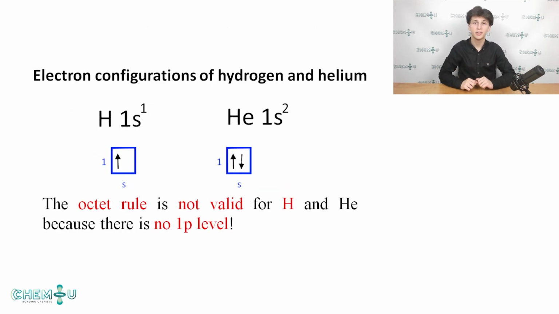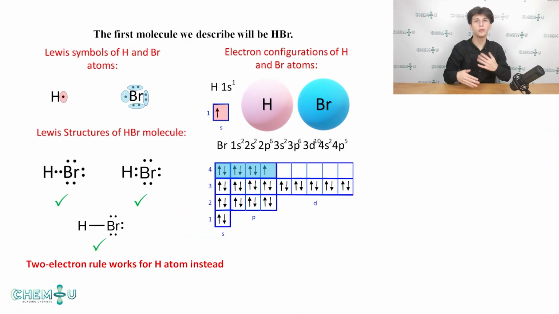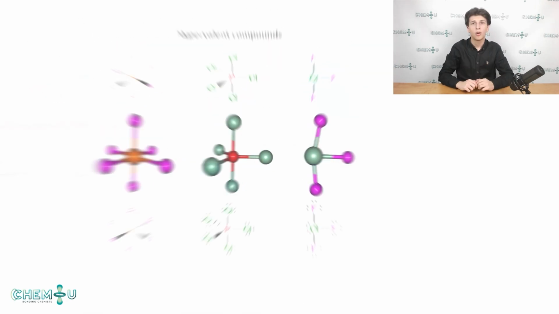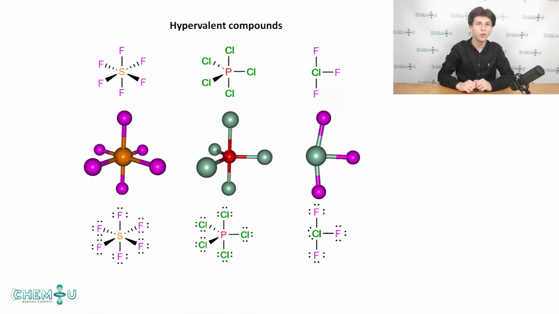As you have already seen, nothing is perfect, even the octet rule. The octet rule is not valid for hydrogen and helium because there is no 1p level. So for these atoms the 2-electron rule works, as you saw in the example with the HBr molecule. It means that hydrogen can have only 1 covalent bond, as it tries to gain 2 electrons in total, just as helium has. Also, the elements in the 3rd row and beyond, which have a d electron level, tend to make hypervalent molecules such as ICl5.